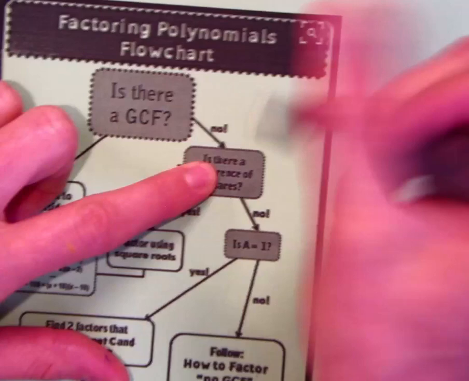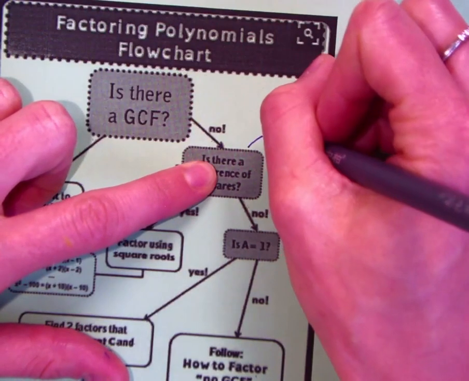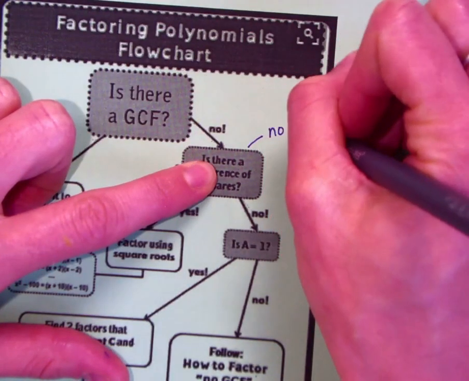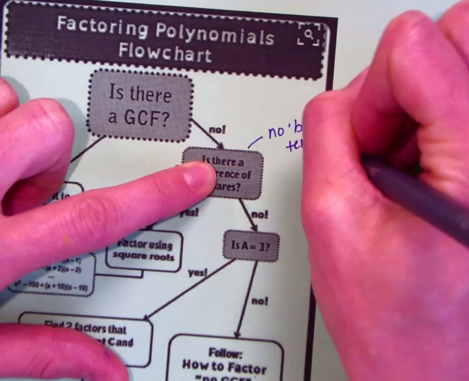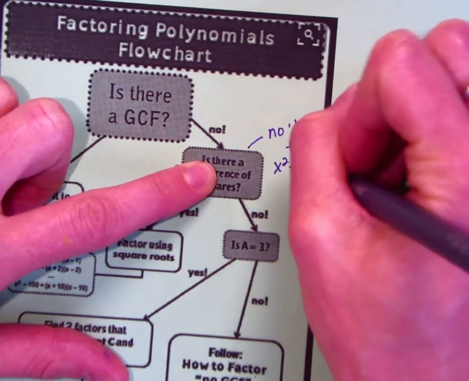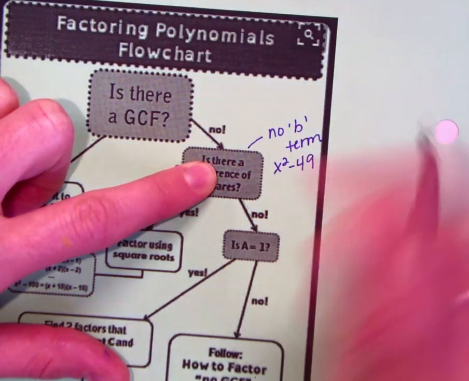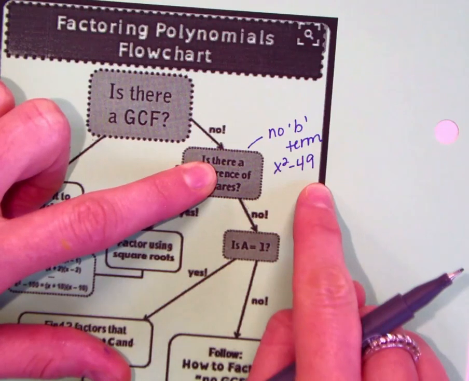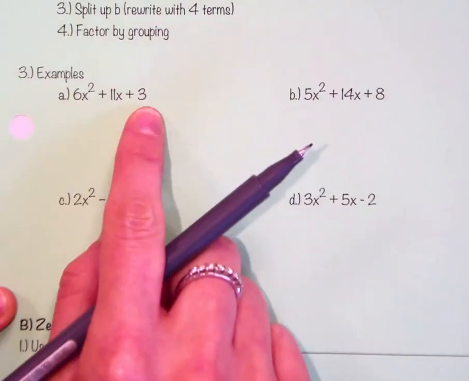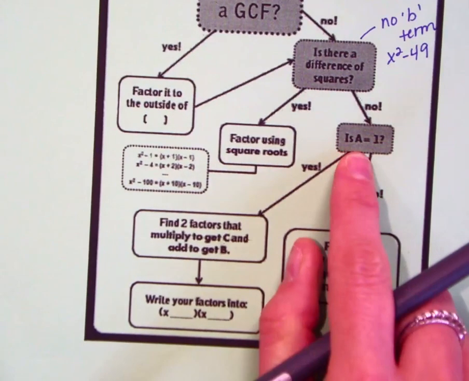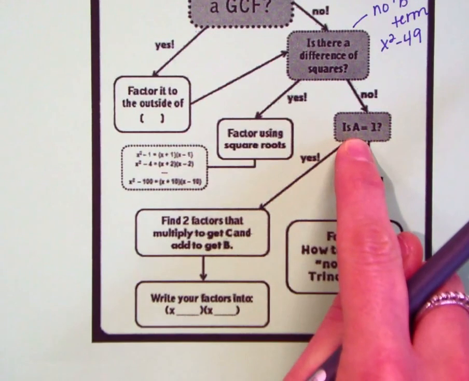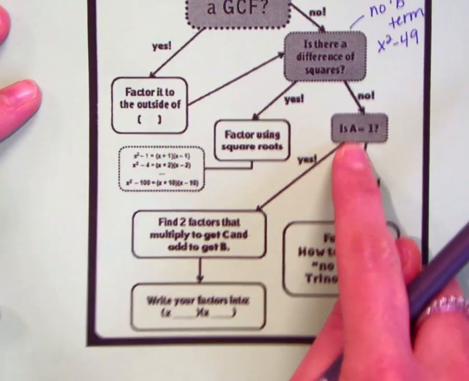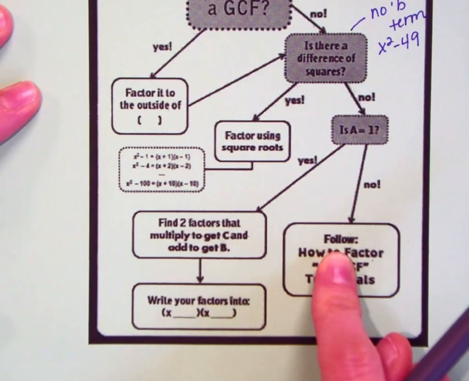Then it says, is it a difference of squares? So remember, difference of squares, there's no b term. It would be something like x squared minus 49. Subtraction, 2 perfect squares. Okay? I'm not looking at that here. This is not a difference of squares. So I follow my no. Next question, is a equal to 1? Well, a was equal to 6, so no.